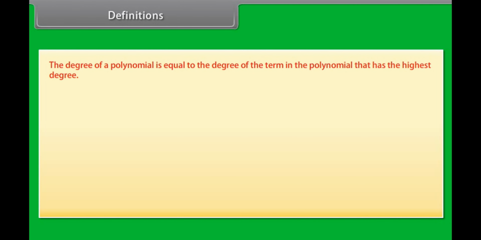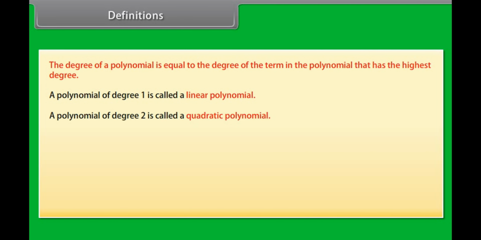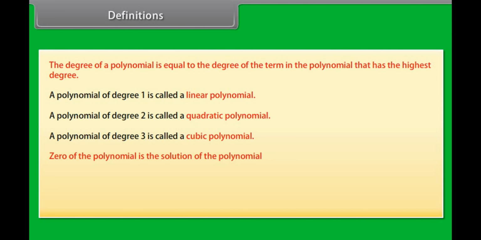Definitions. The degree of a polynomial is equal to the degree of the term in the polynomial that has the highest degree. A polynomial of degree 1 is called a linear polynomial. A polynomial of degree 2 is called a quadratic polynomial. A polynomial of degree 3 is called a cubic polynomial. Zero of the polynomial is the solution of the polynomial.